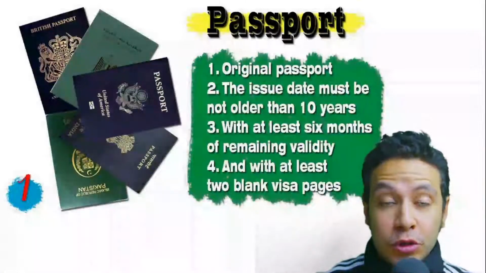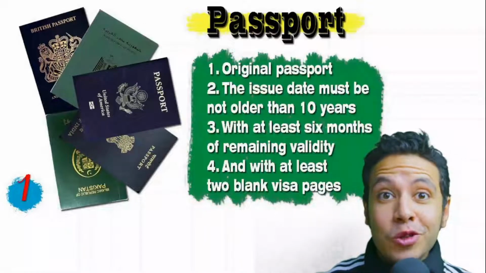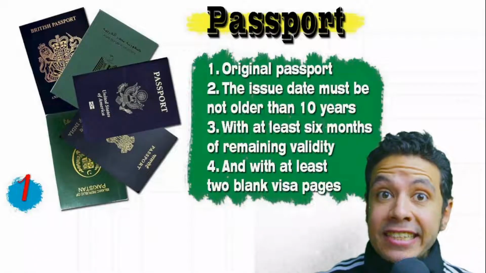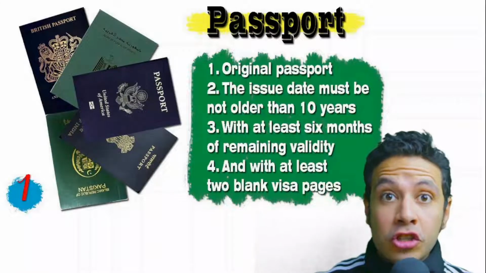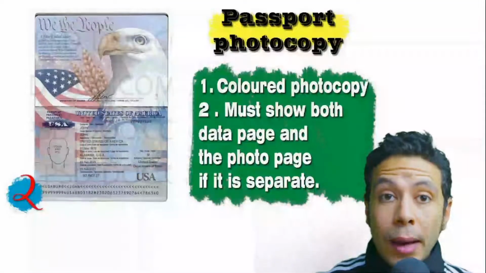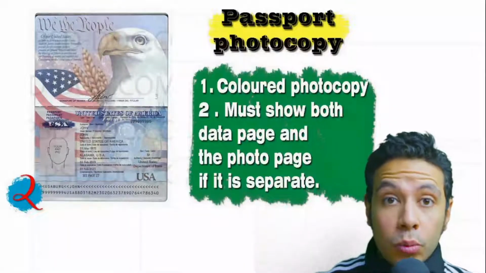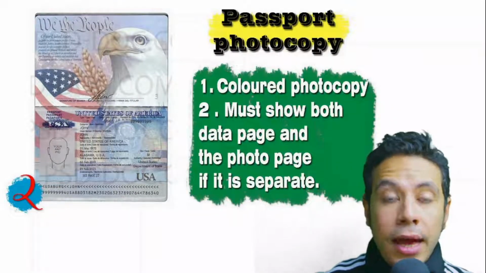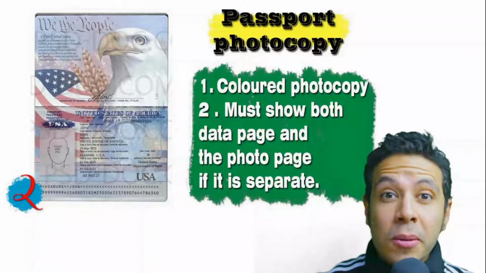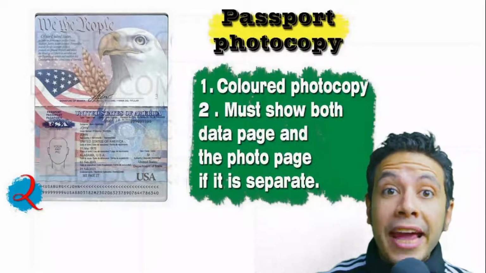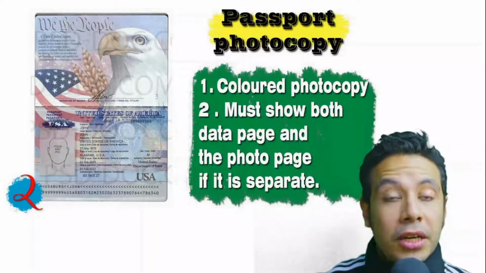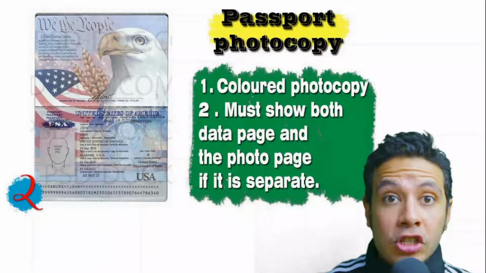So what are the required documents that you will need while applying for any visa? Speaking about your passport, it must be original, and it must not be older than 10 years, with at least 6 months of remaining validity, and with at least 2 blank visa pages for the stamps. In many cases, you will also need a passport photocopy. It might be 1 copy or more than one, and it's preferred to be colored, and both data page and photo page must be shown if separated. In some cases, you might be required to photocopy every single page of your passport, but in general, only the data page and the photo page are the needed ones.